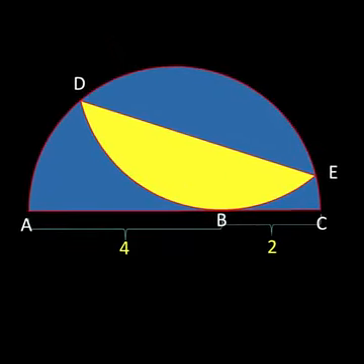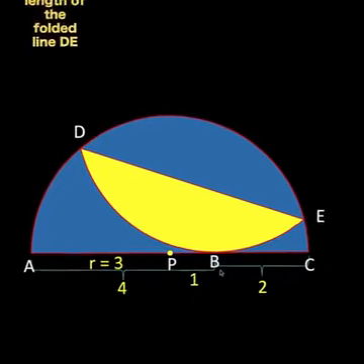First, let's locate the center of the blue semicircle. Let's call it point P. Now, since the diameter of the semicircle is 4 plus 2 equals 6, it follows that the length of the radius is 1/2 of 6, which is 3. So the radius is 3 units. Then it follows that the length of segment PB must be 1 unit.